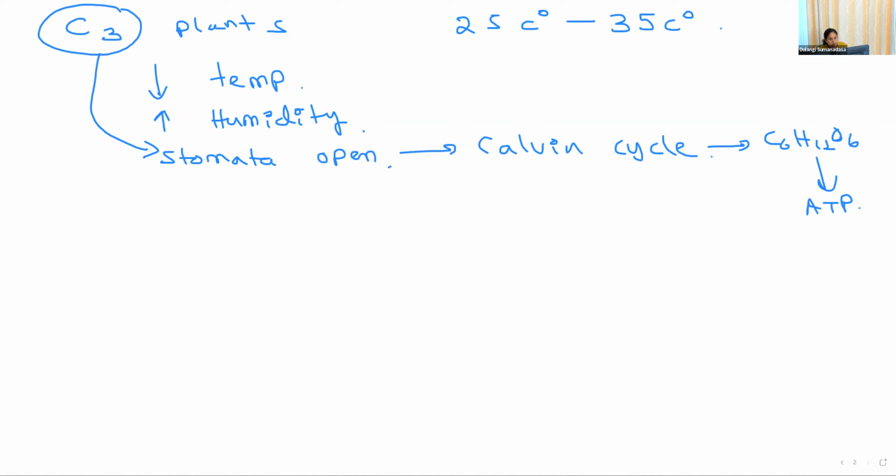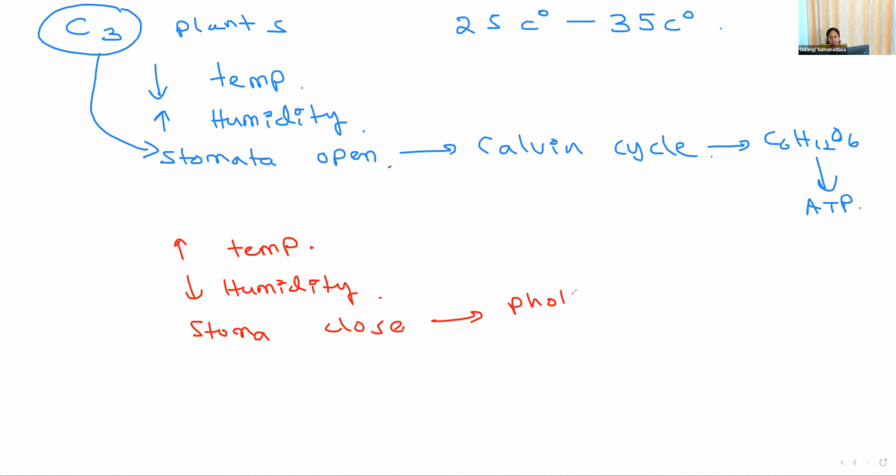But sometimes if the temperature goes beyond 35 degrees and the humidity decreases, then C3 plants can't leave their stomata open, so they're going to close their stomata. If they need to shut their stomata, they don't have carbon dioxide for the normal Calvin cycle, so they're going to switch to photorespiration. Right, so this is what I did last week.